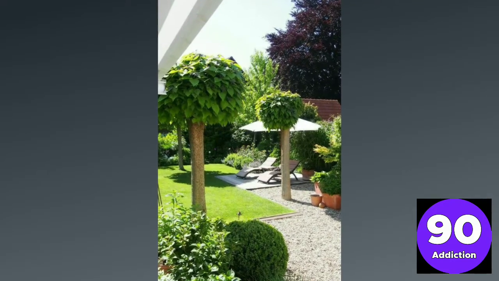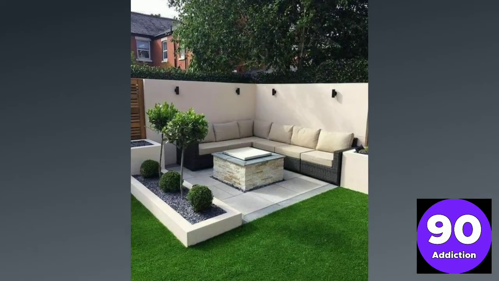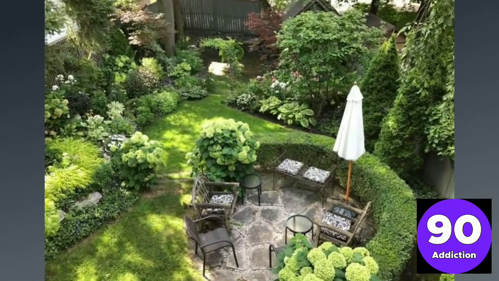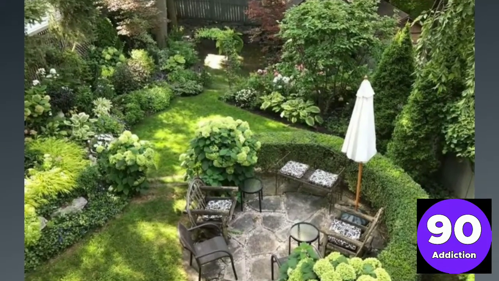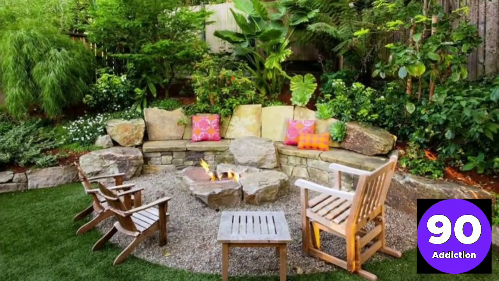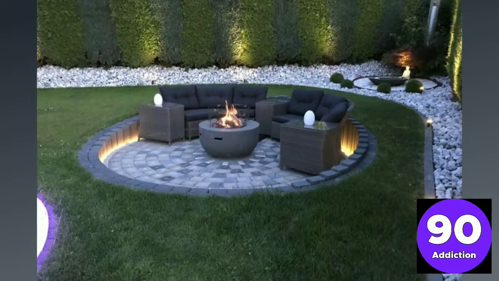Ensure easy access for maintenance. Locating a garden near a door or pathway simplifies watering, weeding, and harvesting. Design the garden around existing features like a tree, water feature, or gazebo. This adds visual interest to the garden and fits with the overall backyard design.